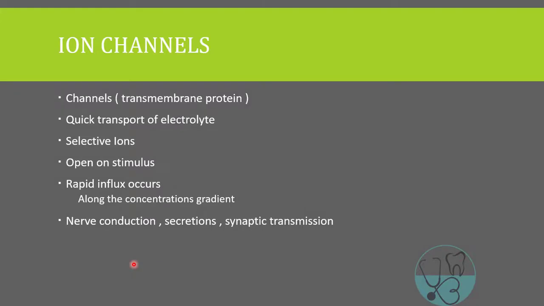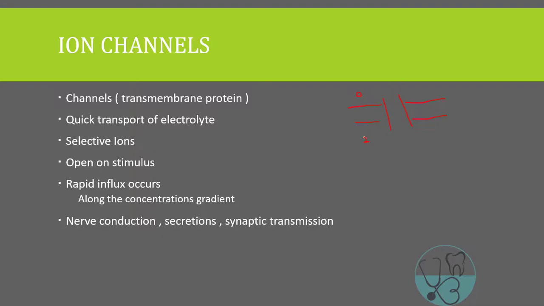These channels are responsible for ion movement, and these are nothing but transmembrane proteins, which means the protein will be throughout the membrane, from outer membrane to the inner membrane. There is a quick transport of ions, usually acting in fractions of seconds, which is very fast, and these channels only allow specific ions through them, which means these channels are selective to particular ions.